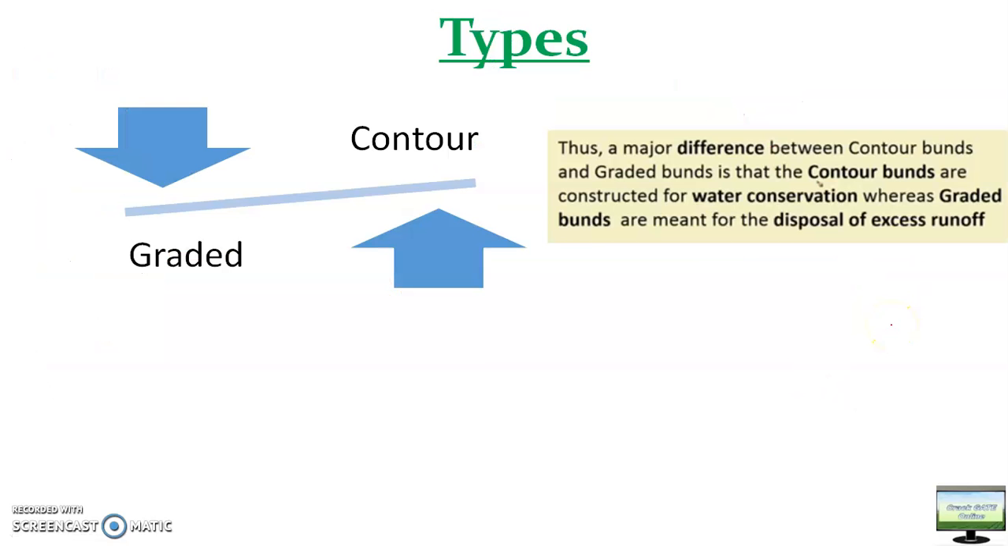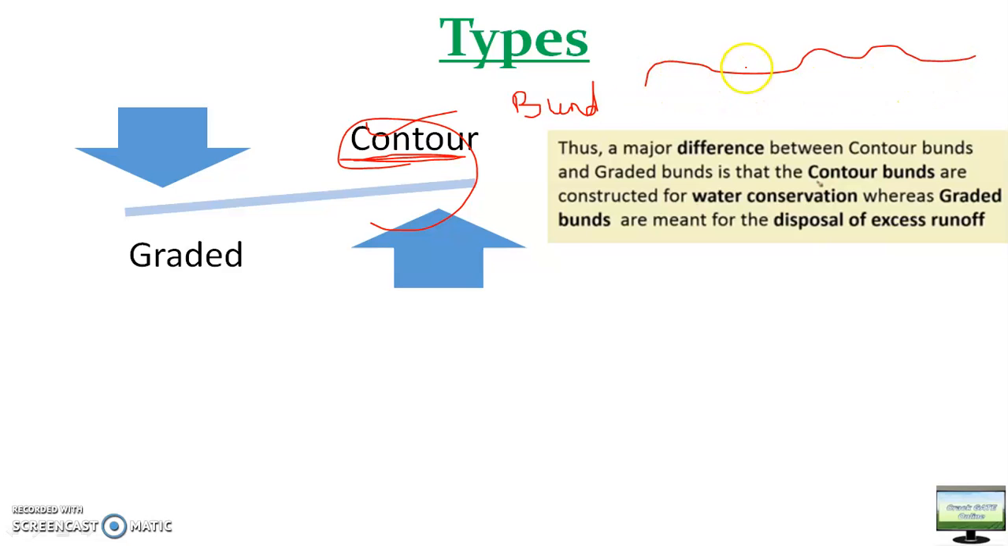So let's begin. Here you can see two major types of bund: the contour bund and the graded bund. What do you understand by contour? The definition of contour is points having equal elevation. From that definition this word is derived, and this type of bund is constructed on the same elevation. Sometimes you will see the path of this bund change, and that change in path shows the equal elevation points. That is why they are known as contour bunds.